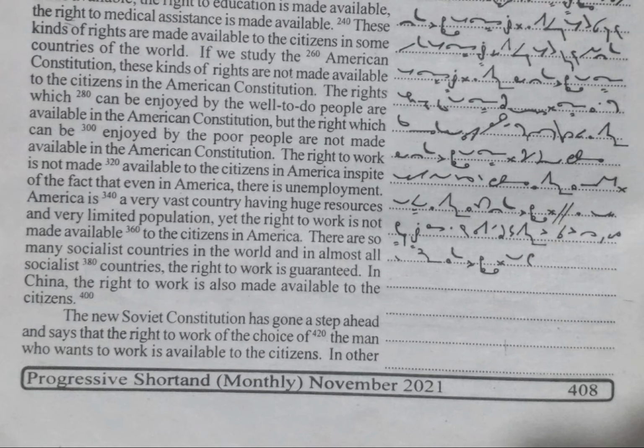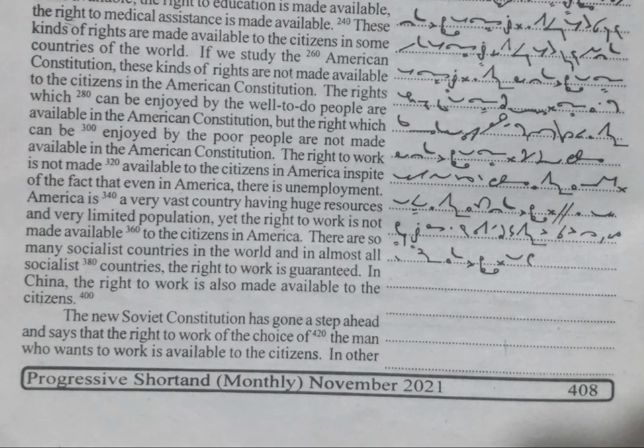If we study the American Constitution, these kinds of rights are not made available to the citizens in the American Constitution. The rights which can be enjoyed by the well-to-do people are available in the American Constitution, but the right which can be enjoyed by the poor people are not made available in the American Constitution. The right to work is not made available to the citizens in America, in spite of the fact that even in America there is unemployment.